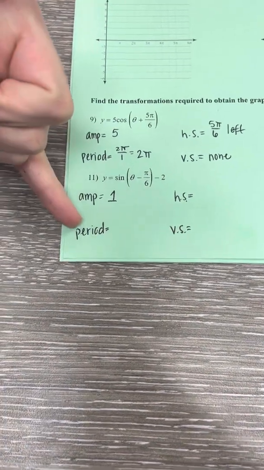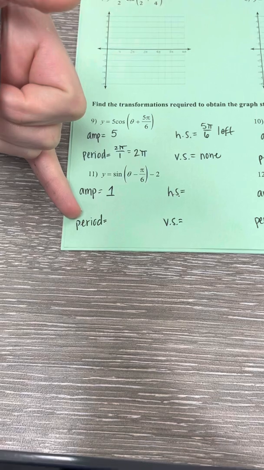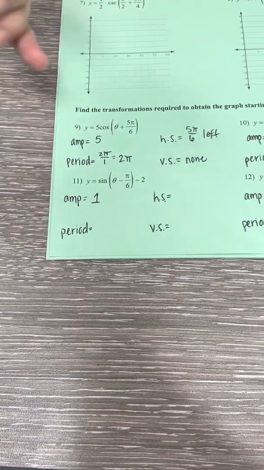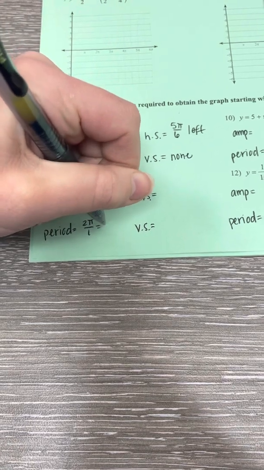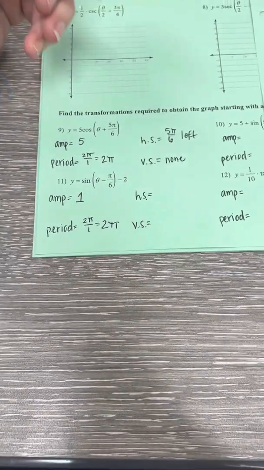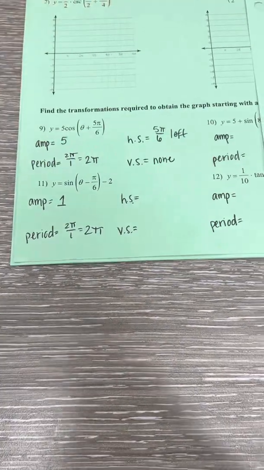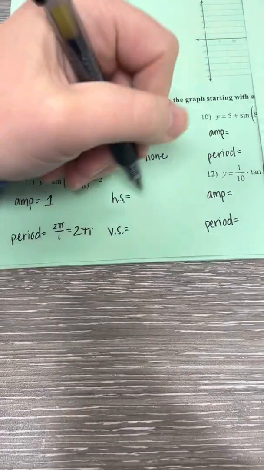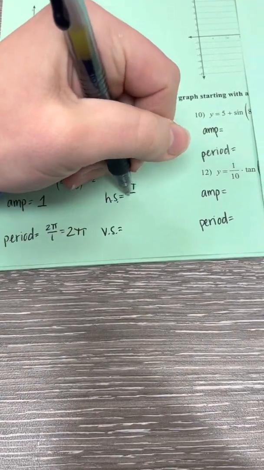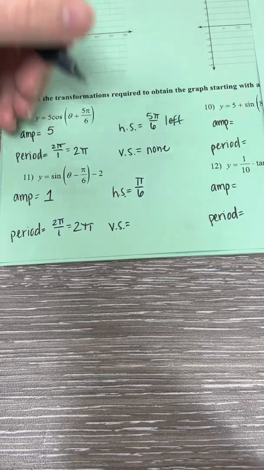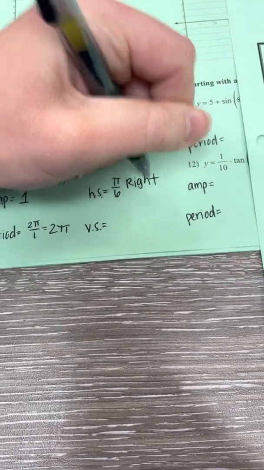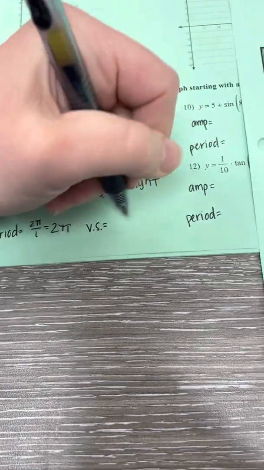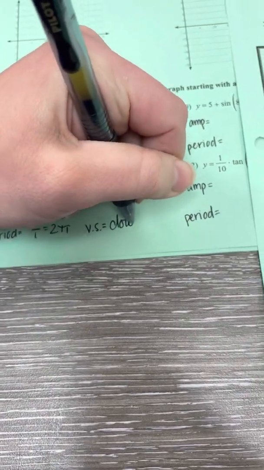All right, let's move on to the period. Period is going to be 2 pi over b, and we got lucky here again. There's no b, so it's just going to be 2 pi over 1, which is 2 pi. All right, our horizontal shift is what's on the inside. So we have pi over 6 since there's no b. And it is subtraction, so that's to the right. And then we have a minus 2, so we're also being shifted down 2.